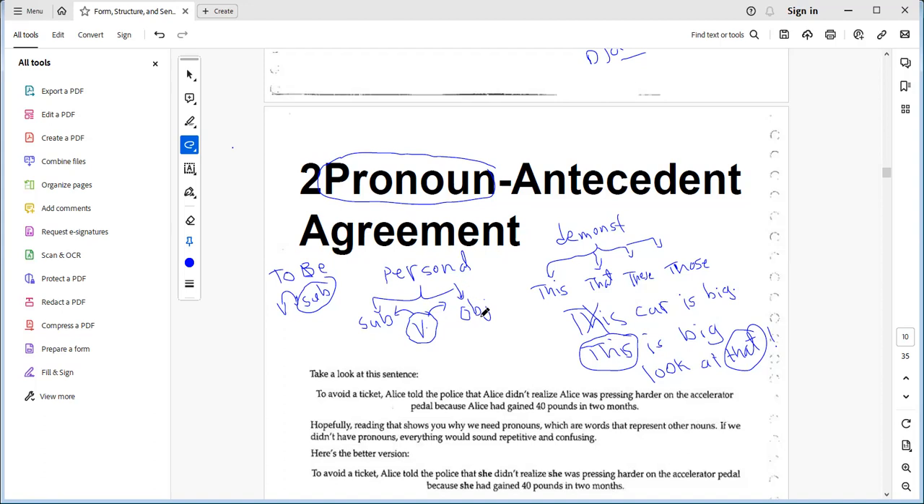What comes after the verb? The object pronoun. Also, the object pronoun comes after a preposition. Look at him, not look at he. Look at him. Look at them. Look at us. So after a preposition, we bring the object pronoun.